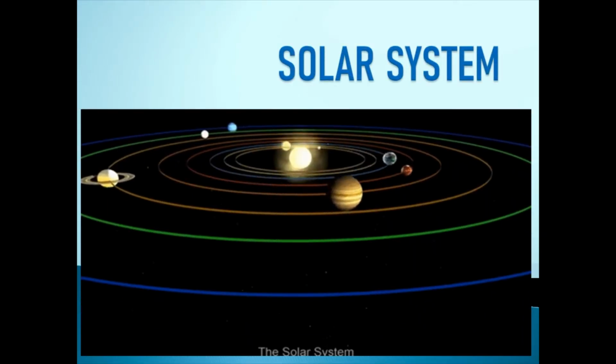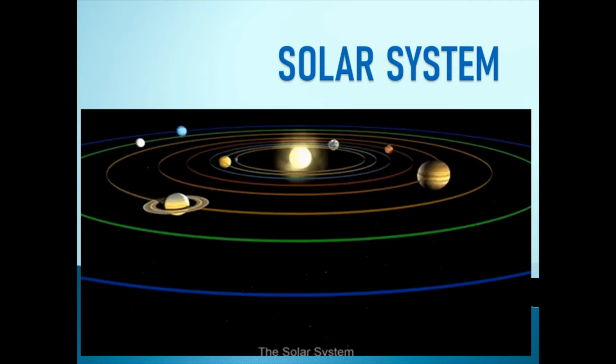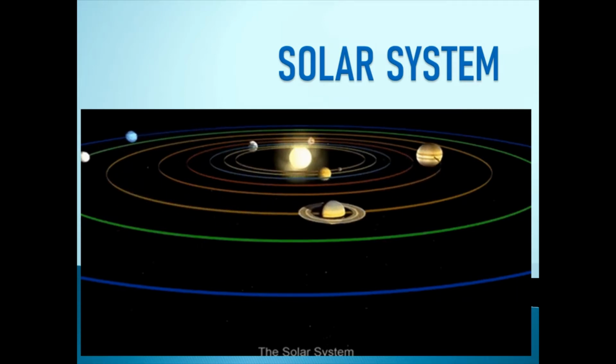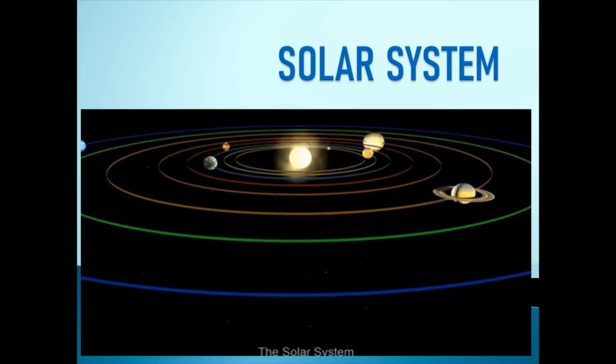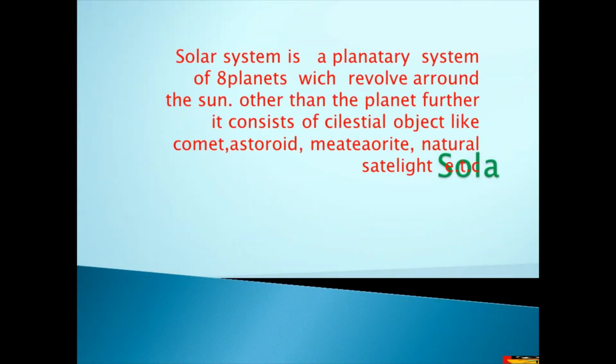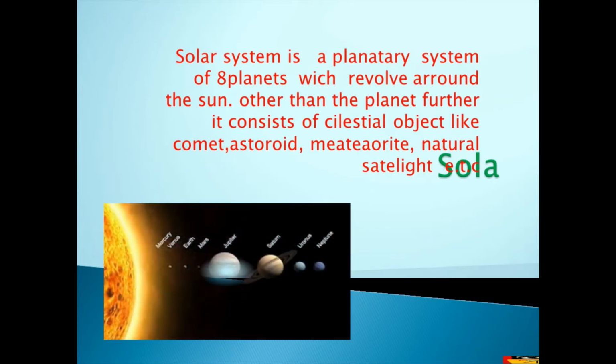The solar system is a very wonderful creation of our mother nature. It consists of a number of celestial objects like planets, stars, comets, asteroids, meteoroids, natural satellites, etc. So, the solar system can be defined as below. The solar system is a planetary system of 8 planets which revolve around the Sun. Other than the planets, it further consists of celestial objects like comets, asteroids, meteoroids, natural satellites, etc.